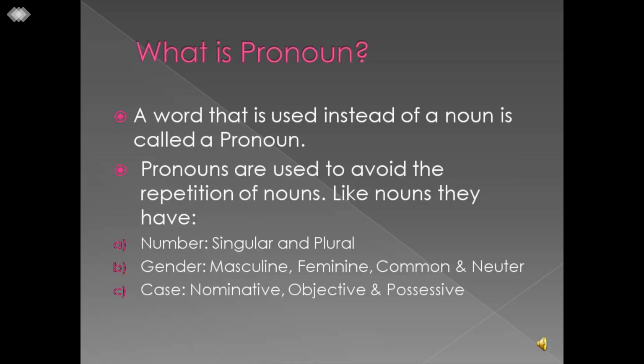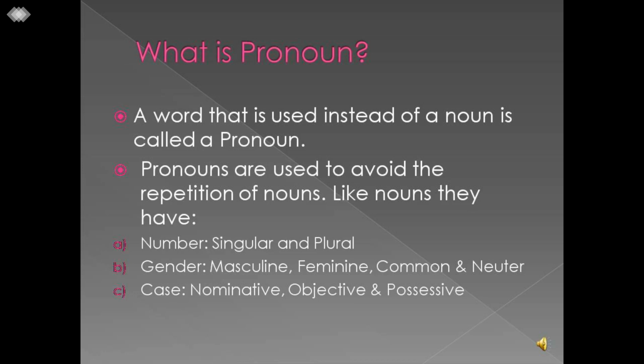What is a pronoun? A word that is used instead of a noun is called a pronoun. Pronouns are used to avoid the repetition of nouns. Like nouns, they have different categories in which they get distributed. First, number, second, gender, third, case. So in number, it consists of singular and plural, and in gender, it consists of masculine, feminine, common, and neuter. And in the case form, it includes nominative, objective, and possessive.